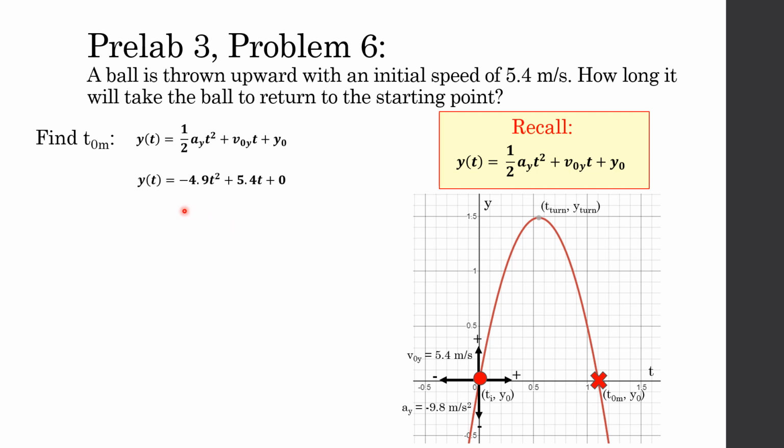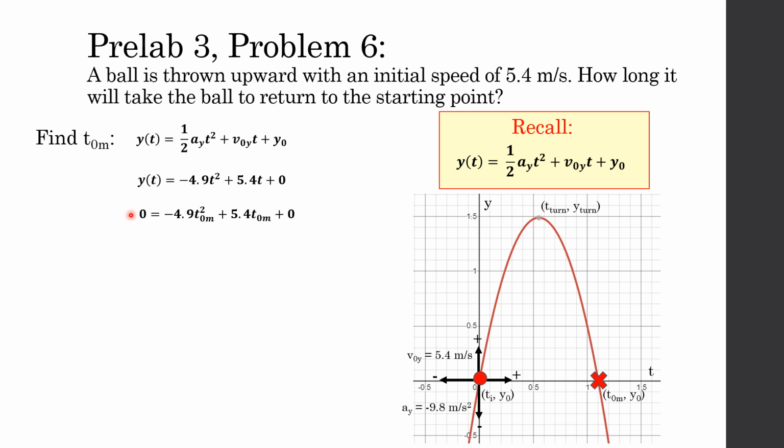So we plug in the values that we know. You can see I've defined everything down here, right? I've defined up as positive, down as negative. That's why our initial velocity is positive, and that's why acceleration is negative. So negative 4.9 t squared plus a positive 5.4 t. We started at 0, 0, so our starting height is 0.